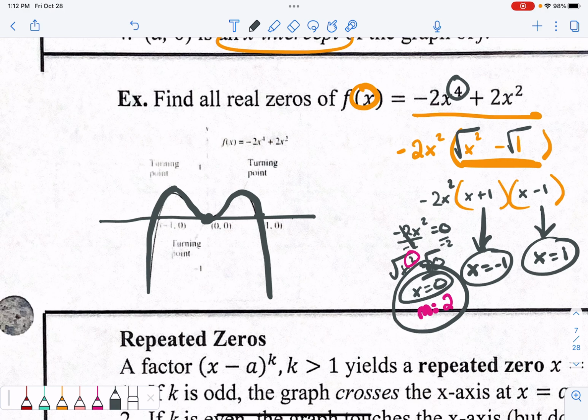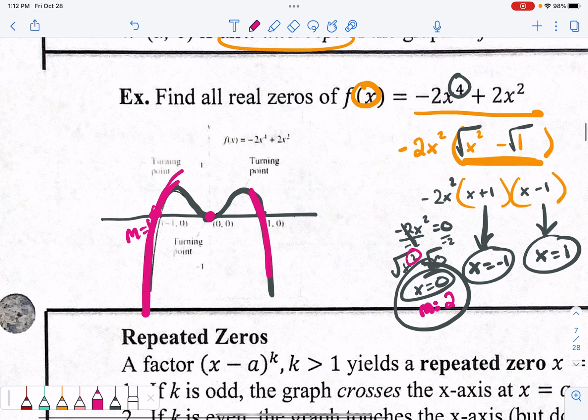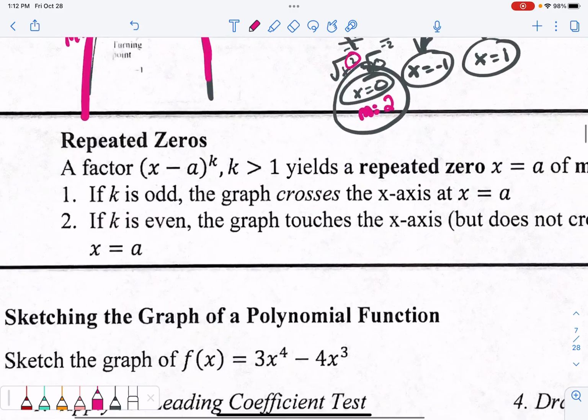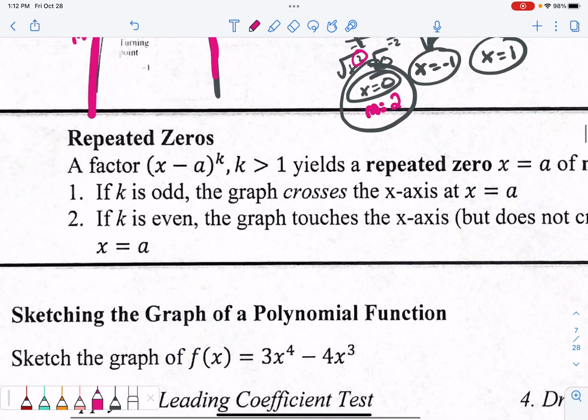What's the difference? If it has a multiplicity of 2, it's just going to touch. It's not going to go through at that point. Like this point right here had a multiplicity of 1 because it only showed up as an answer once. So that means it's going to cross the x-axis at that place, right? It just can tell you more about what the graph looks like, to help you graph it. So if you have a multiplicity of 2, it's just going to go down and touch and then go back up. That's what the repeated zeros says right here.